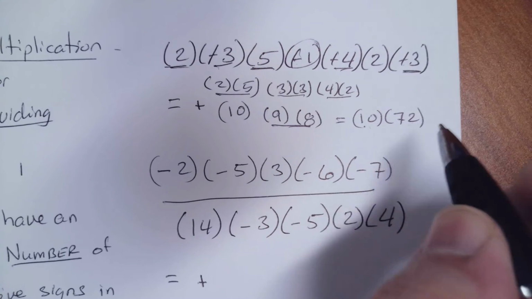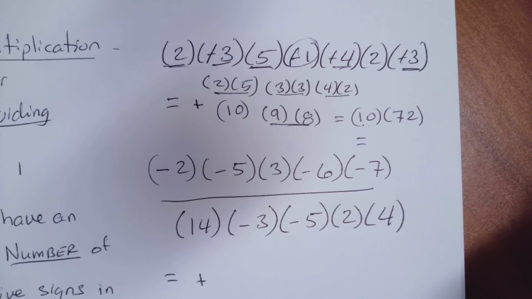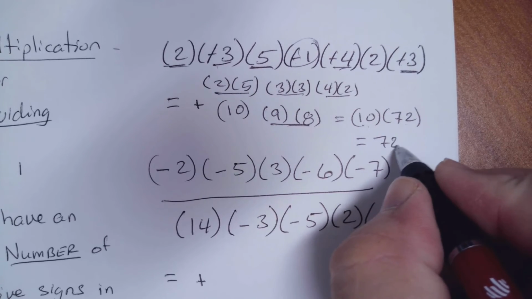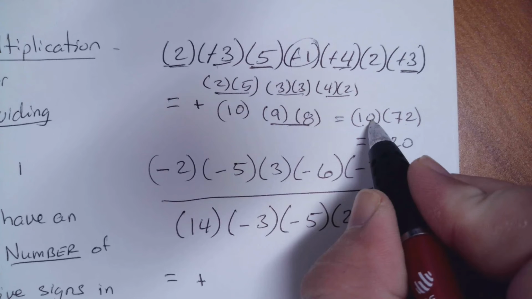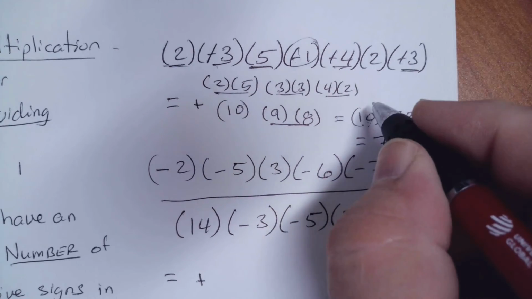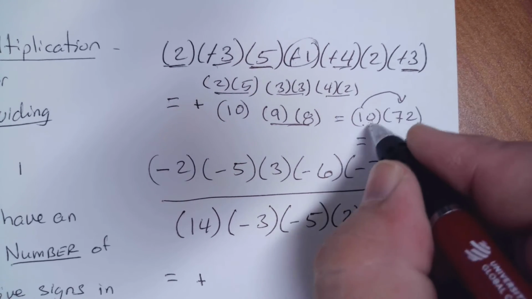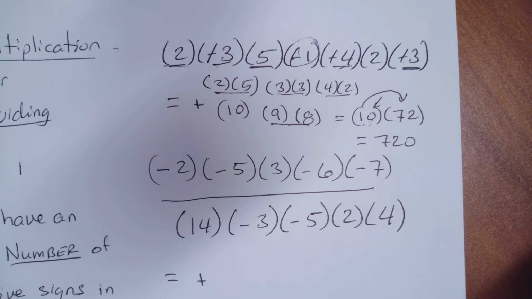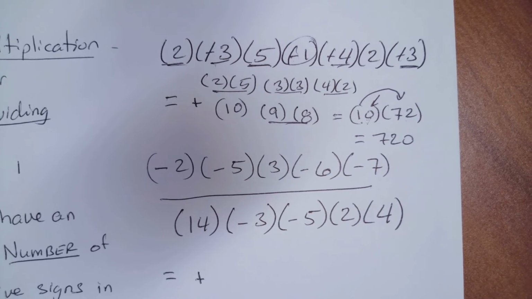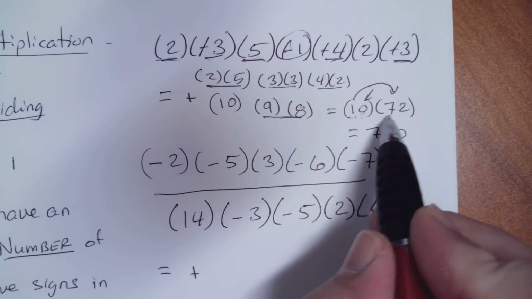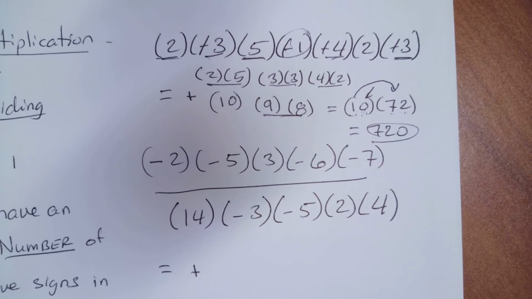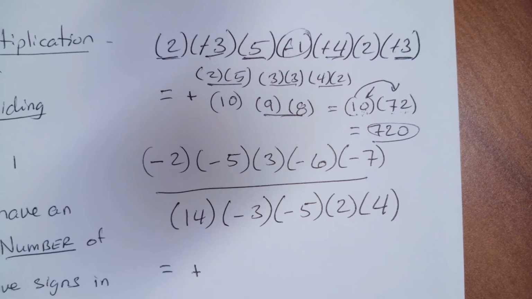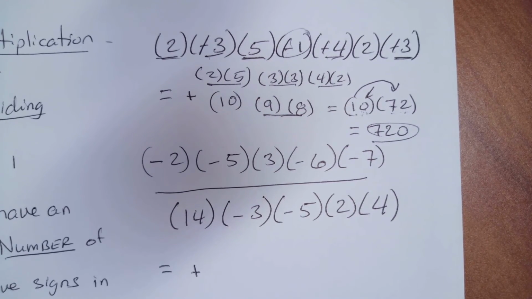So 10 times 72. Anytime you multiply by a number that has 0 behind it, I just do 1 times 72 and put a 0 behind it. Anytime you multiply by something that ends with a 0, just multiply the numbers, 1 times 72, and put 0 behind it. So the answer to this one is positive 720. Was that difficult? No. Not once I did it.